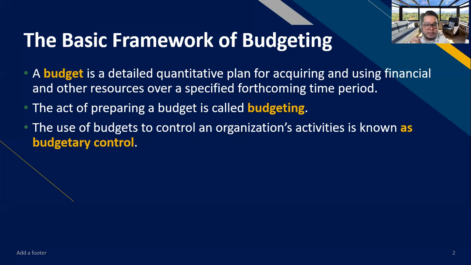So the act of preparing a budget is called budgeting. And the use of budgets to control an organization's activities is called budgetary control. The budget is a way to control the organization's activities. Why? Because budgets usually provide managers with the amount that they are supposed to spend on certain things. And if there are limits on what they can spend in terms of the amount or the nature, then you are able to, quote unquote, control the activities of the organization. And we'll know more of that as we go through the slides.